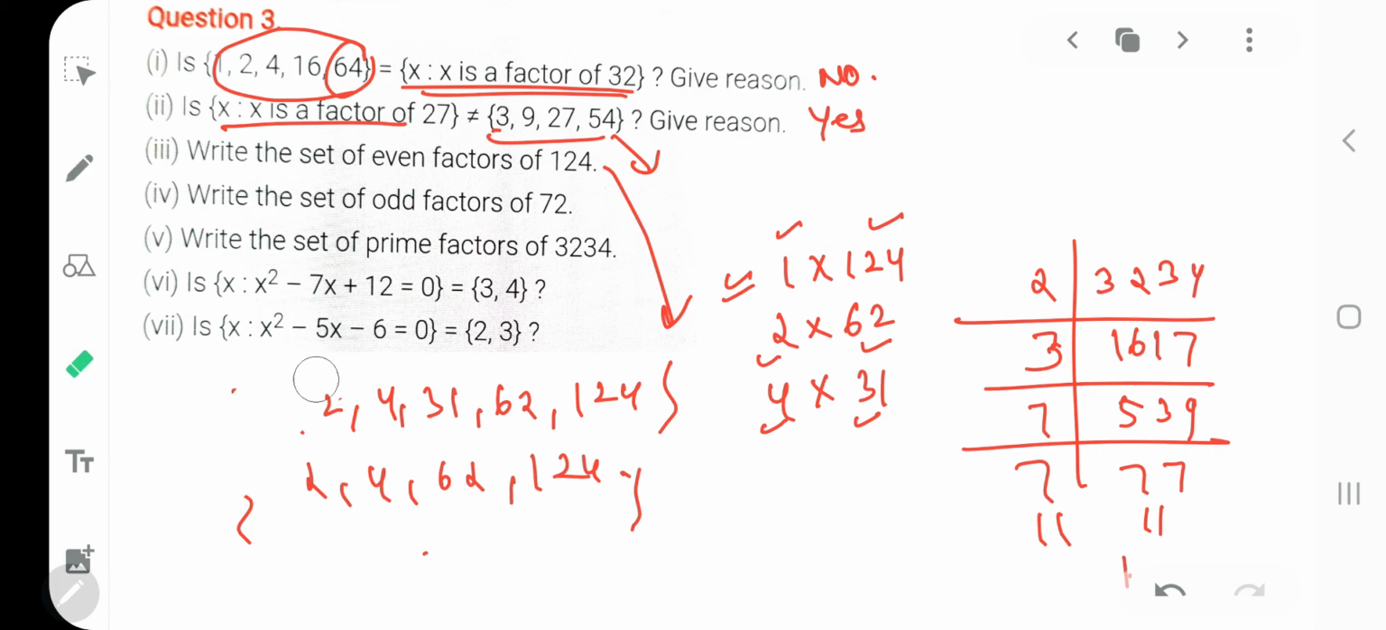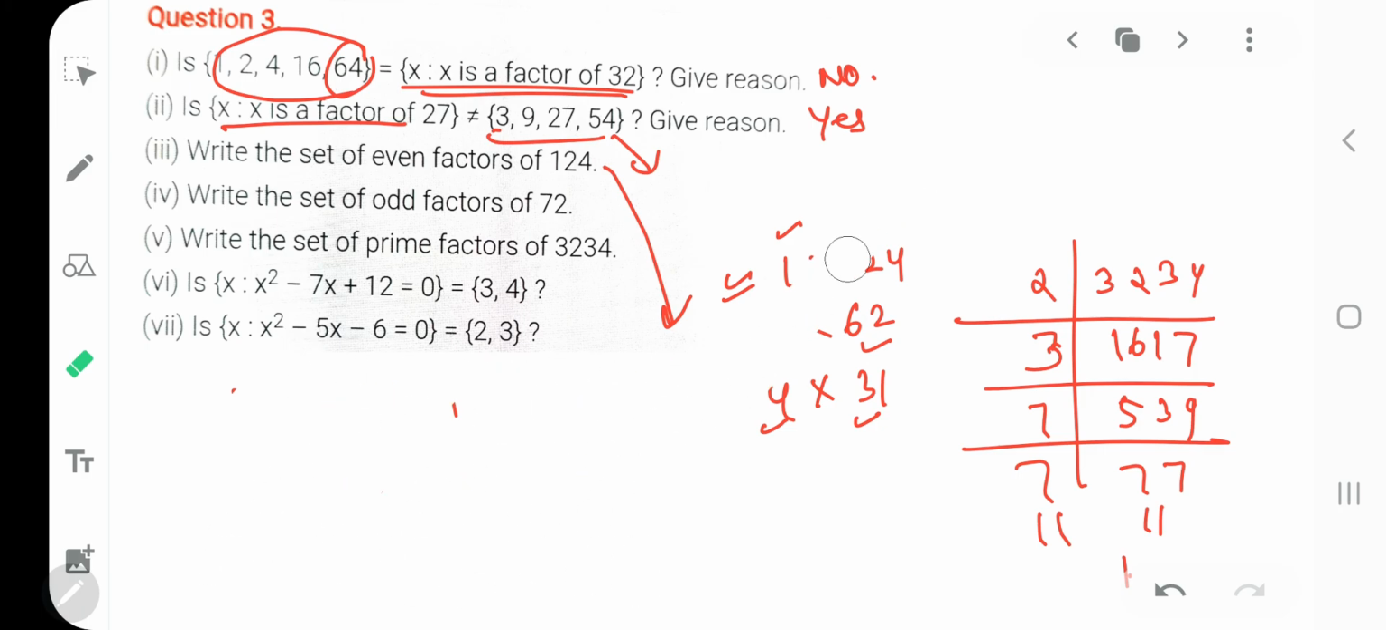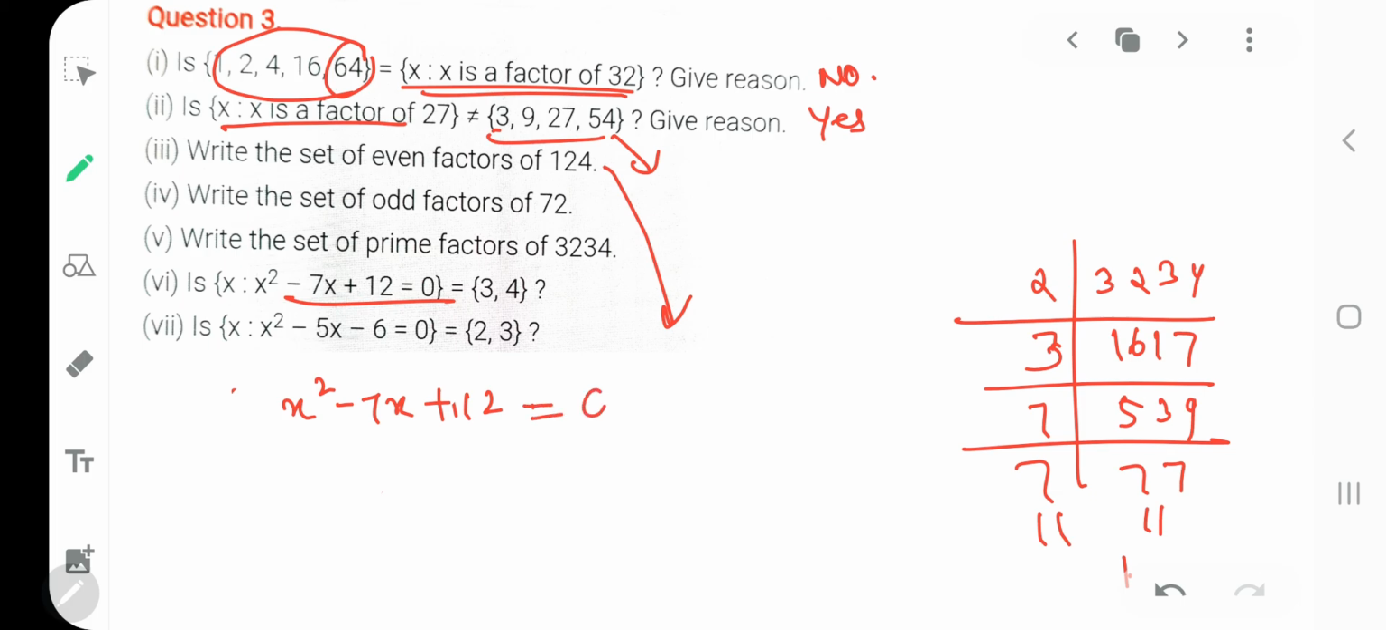Next is 6, which says x square minus 7x plus 12 is equal to {3, 4}. Now first you have to solve this equation and see whether your answer is 3, 4 or not. Let's solve this equation. As I have taught you, you have to split the middle term. This 12, when you multiply you should get 12 and when you add you should get 7. So which are the two numbers that multiply to 12 and add to 7? Can we take 4 and 3? So in that way, if you notice, 4 and 3 is given to you, so you can write yes, this is true.